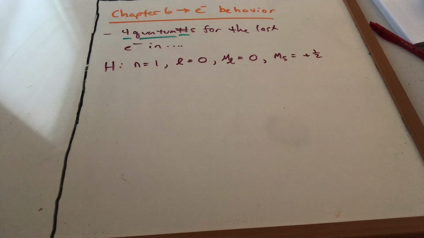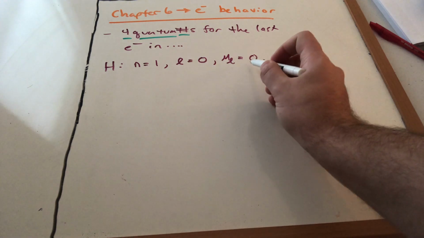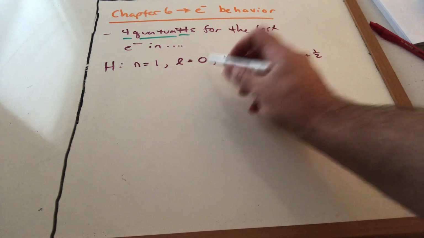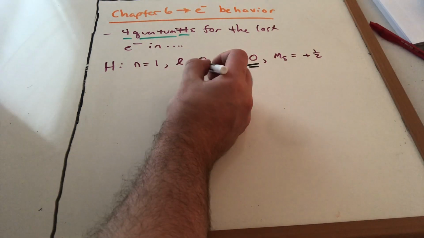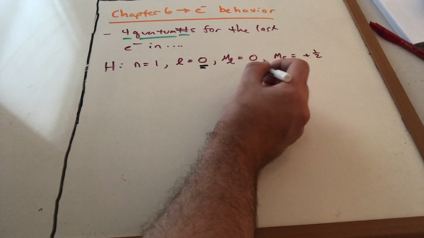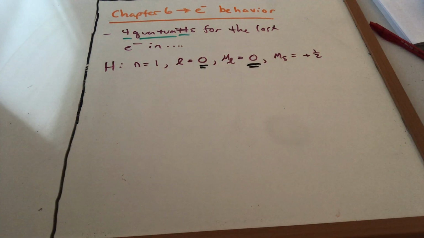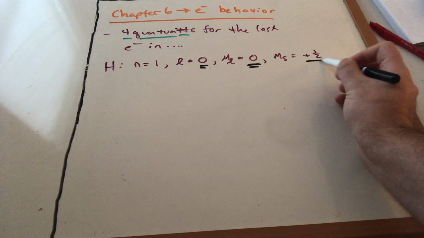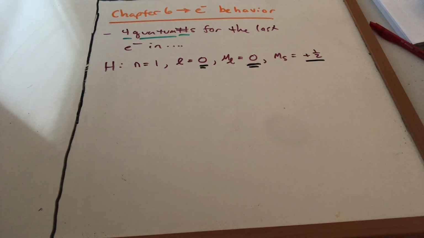So now here's the picture that we have in our head. We have an n equals 1 orbital that has an s shape. There's one orbital because M sub L can only be equal to 0. And now there's a spin up electron in that orbital. Okay. Let's go to helium now.